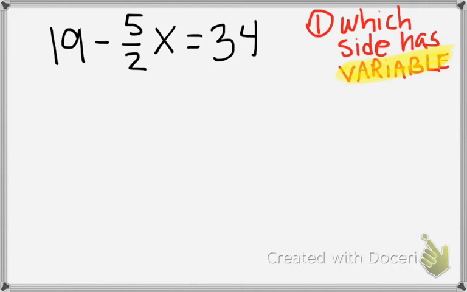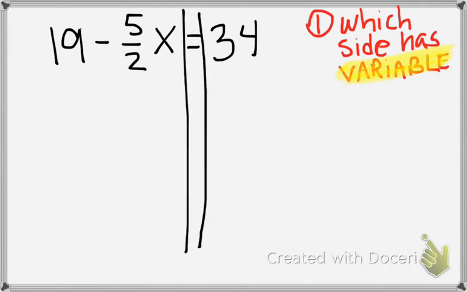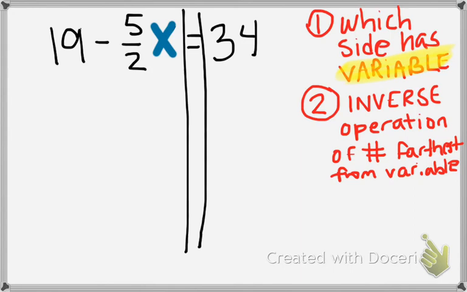So we have a left side and we have a right side of the equal sign. That's right, x is my variable right here, so it's going to be on the left side. And then our second step is to figure out what number on that side with the variable is written farthest away from that x. Okay, the one that's written farthest away is the 19, and it's actually a positive 19.